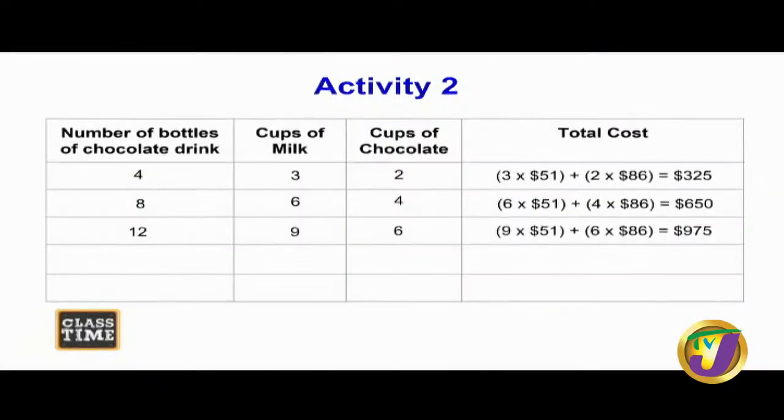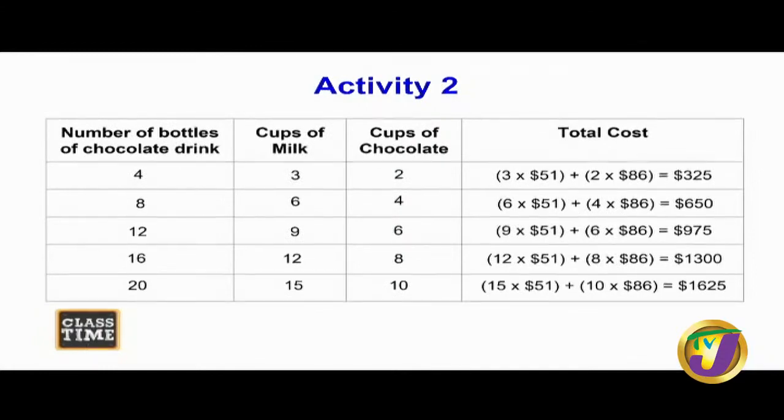All right, so I think we're getting the idea. I think we can fill in our table a little bit quicker now, and let's look at what's happening. So we have 16 bottles of chocolate drink costing $1,300, and we have 20 bottles of chocolate drink costing $1,625.